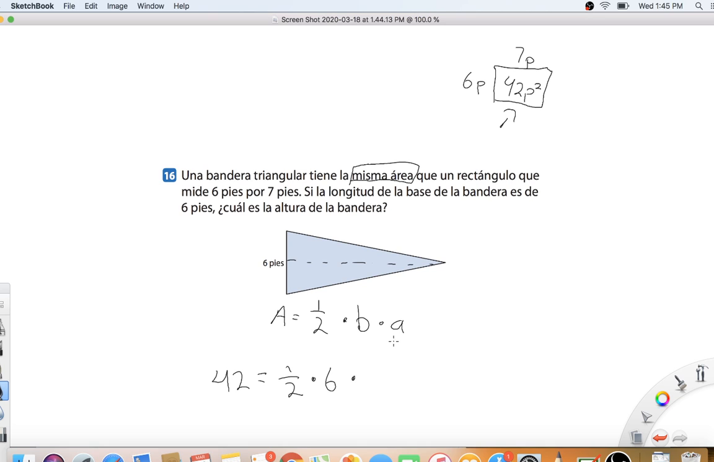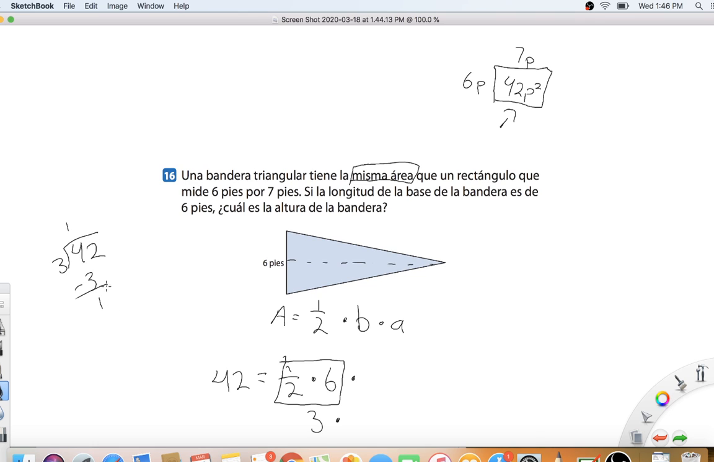Ahora, para encontrar la altura, tenemos que averiguar cuál número tengo que multiplicar por estos dos para agarrar 42. Sé que la mitad de 6 es 3. Así que solo lo tengo que multiplicar por un número para darme 42. Porque no sé cuál tabla o cuál multiplicar el 3 para agarrar 42, lo voy a dividir. 42 dividido por 3.